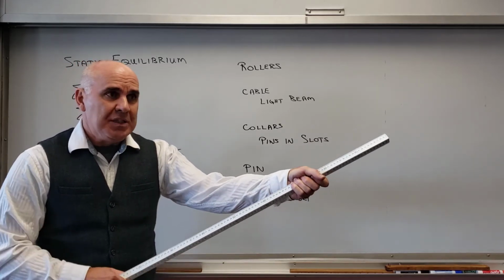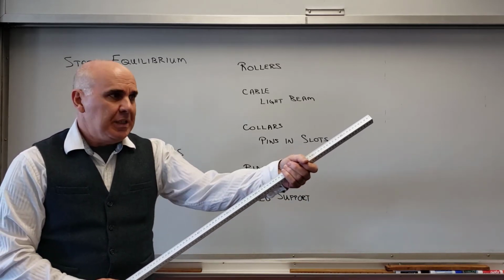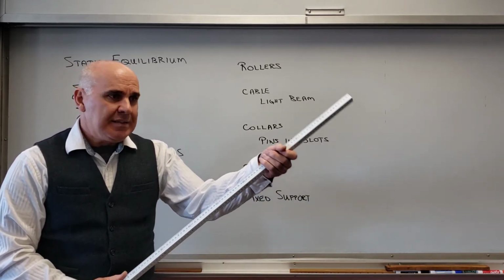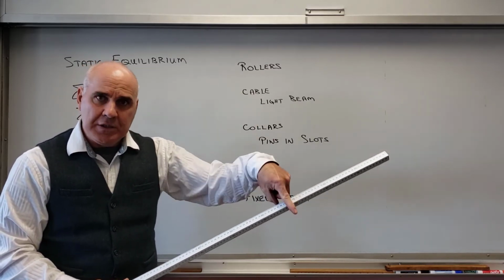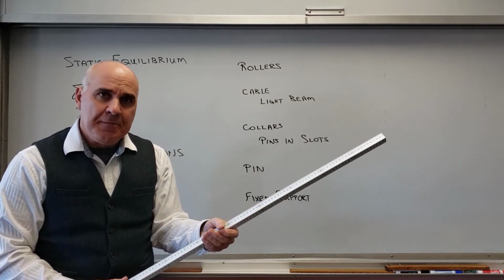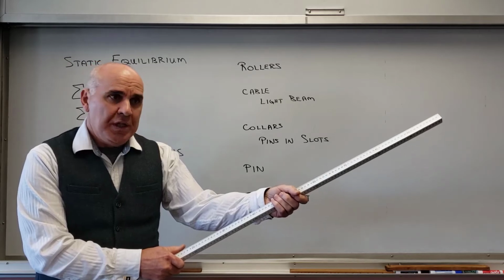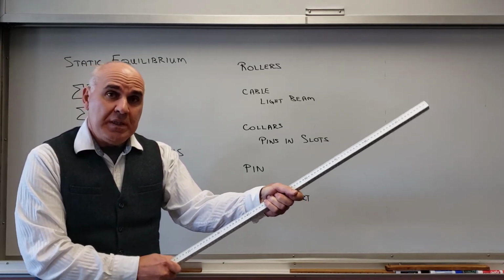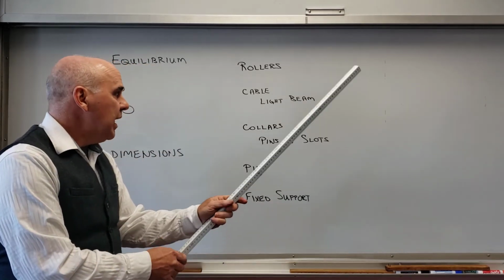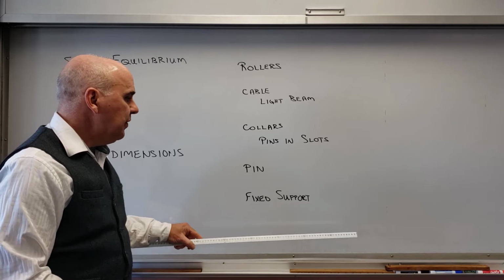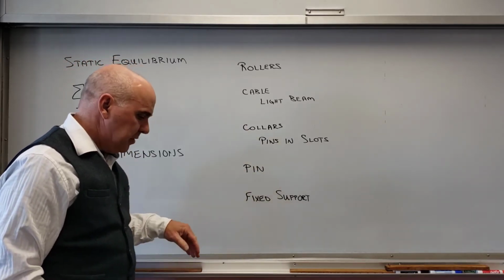It can exert a moment on the ruler, but it exerts no forces along the slot or the length, the direction of the collar, right? Except it will exert normal forces. So it could exert a force normal to the collar, normal to the beam here, but not along the beam. It will not exert forces along the ruler. It can exert moments, so it will be able to keep it from rotating. Pins in slots would be very similar to the collars. Then there's a pin support itself.